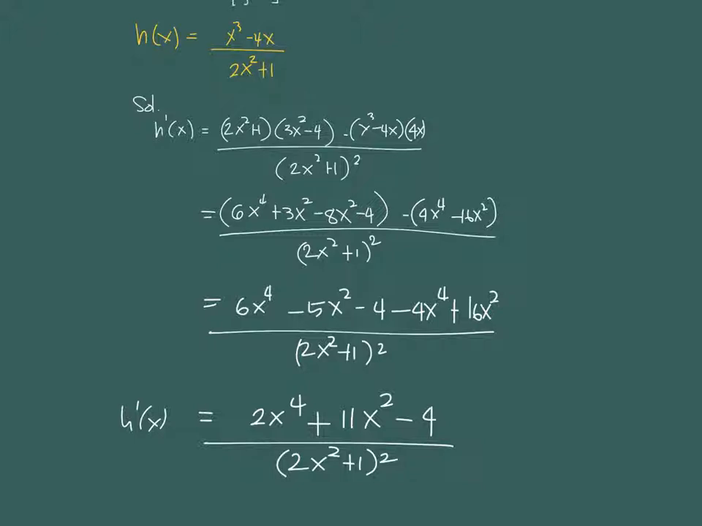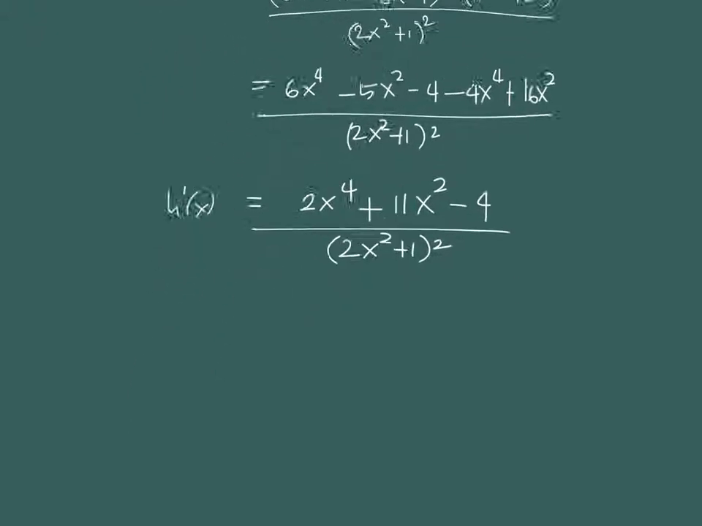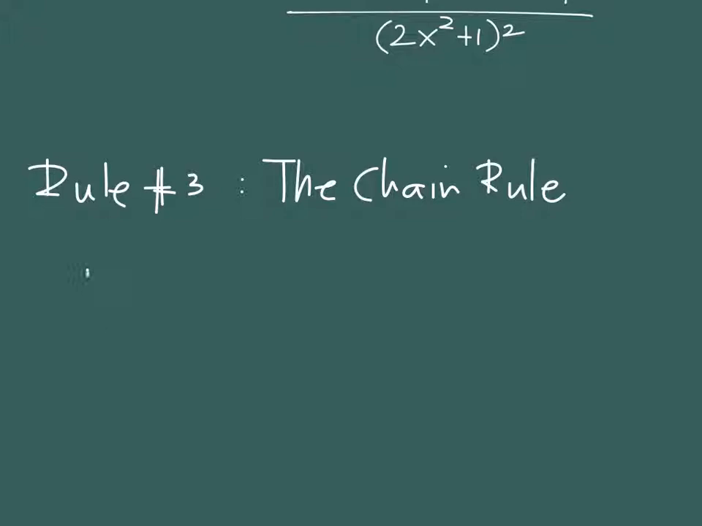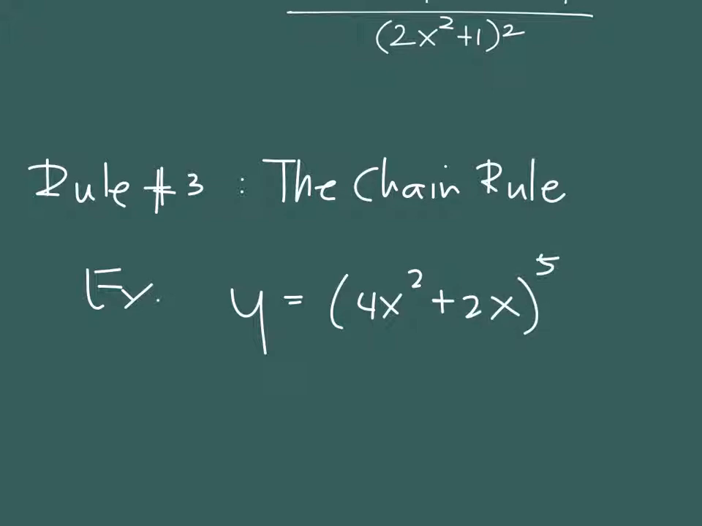Okay, the third one that will complete the set. Rule number 3, the chain rule. Example, y is equal to 4x squared plus 2x raised to 5. Again, if we can expand, then we expand. But there are cases in which the exponents are already large, so it's no longer practical to expand. But we only have the product rule and the quotient rule. Product rule cannot be applied there directly. Quotient rule cannot be applied directly.